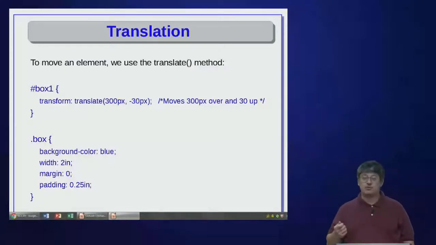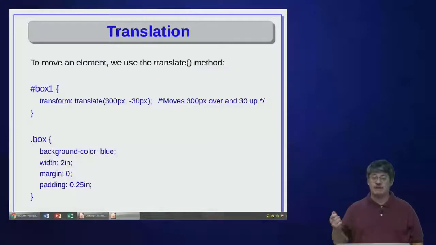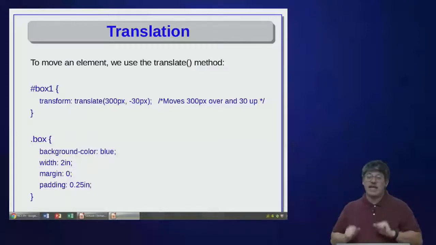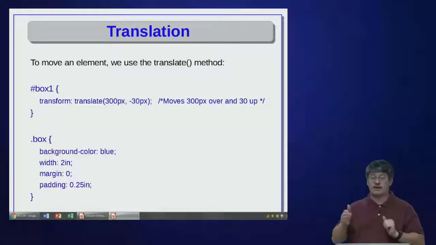Now you saw methods when we talked about colors because we used an RGB method. Notice here I have the word translate and then I have some parentheses. And then inside the parentheses I have a comma-separated list. When I was using the RGB method, my three values were red, green, and blue, the amount of red, green, and blue to make the object. In this case, my two properties are the amount to shift horizontally and the amount to shift vertically.